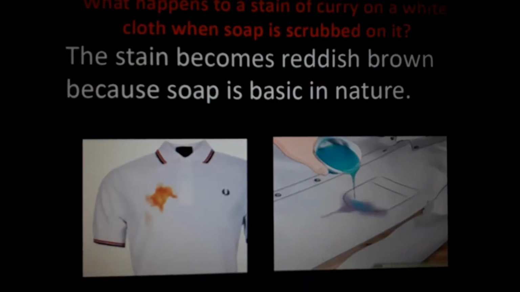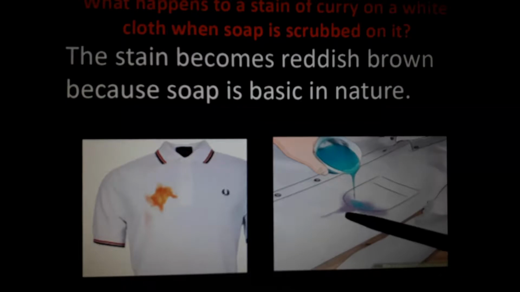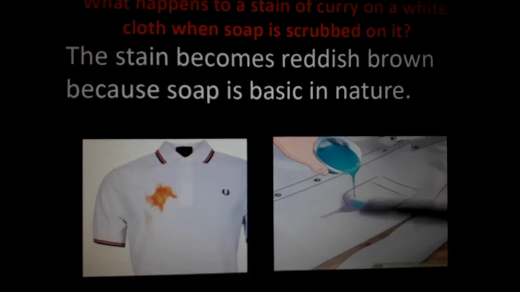I am talking about this one. See, what happened to a stain of curry on a white cloth when soap is scrubbed on it? Soap is basic in nature. Understand? So turmeric is an indicator, so it will become blue, a purplish blue, or reddish brown. We cannot say exactly, but that color will change. That way it is called a natural indicator. It's like purple or violet, light violet, reddish violet in color, isn't it? Anyway, this yellow color will change. That's why it is called an indicator.